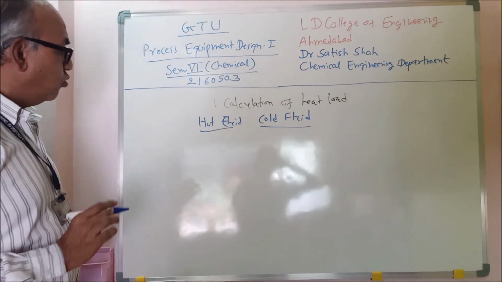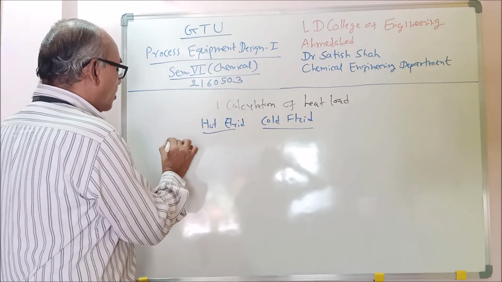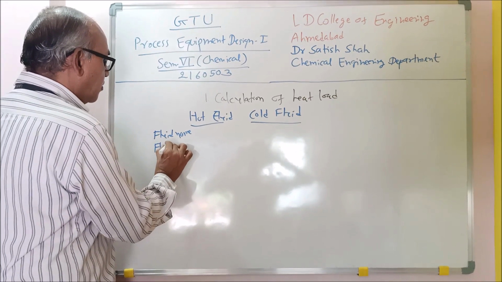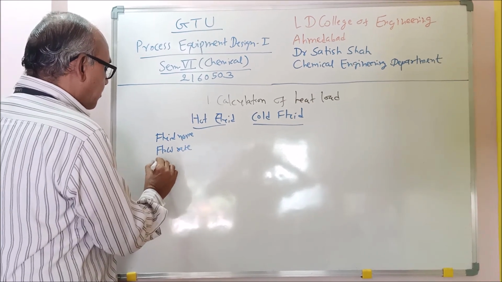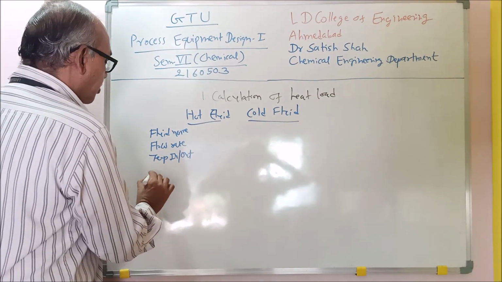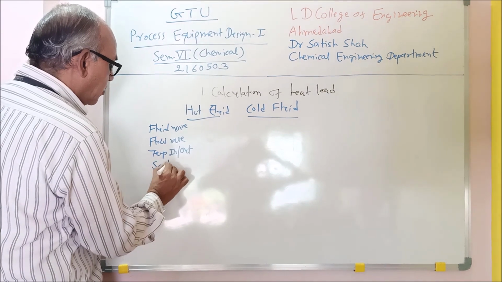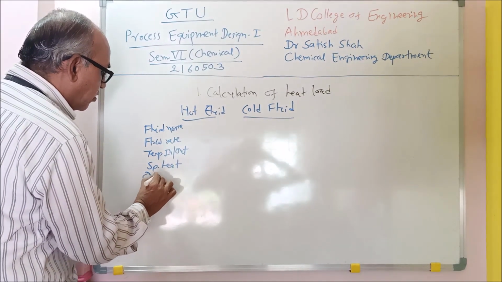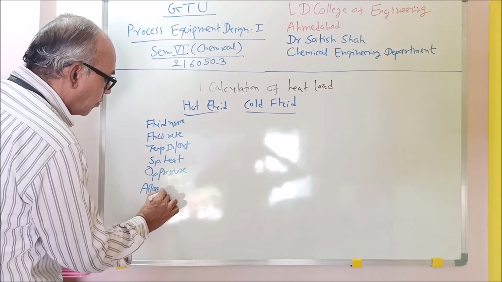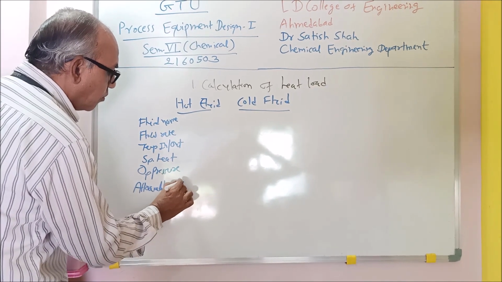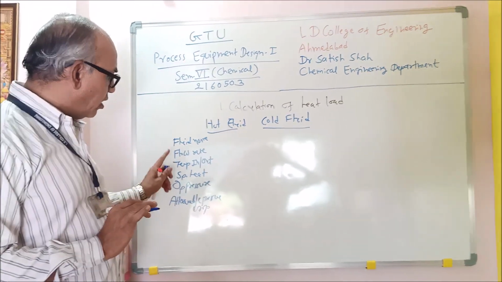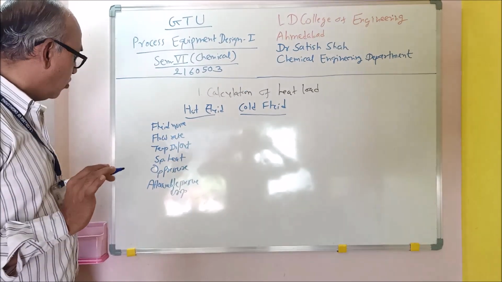What is important for us is to know the fluid name. First is the fluid name, then the flow rate, then the temperature in and out, then the specific heat, then operating pressure, then allowable pressure drop. So there are many more properties also required that we are not discussing here. That will be as and when needed, we will be just including that.